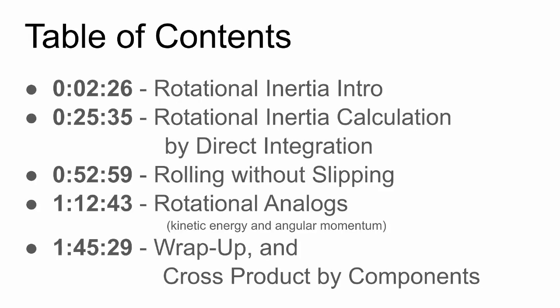So, we start with the rotational inertia by considering the form of rotational analog to mass, that is, inertia, that would allow us to preserve a form of Newton's second law in the rotational context. That is, net torque is equal to rotational inertia times angular acceleration. And after using this consideration to derive the rotational inertia for a point mass, we introduced the technique for calculating the rotational inertias of extended objects by direct integration.